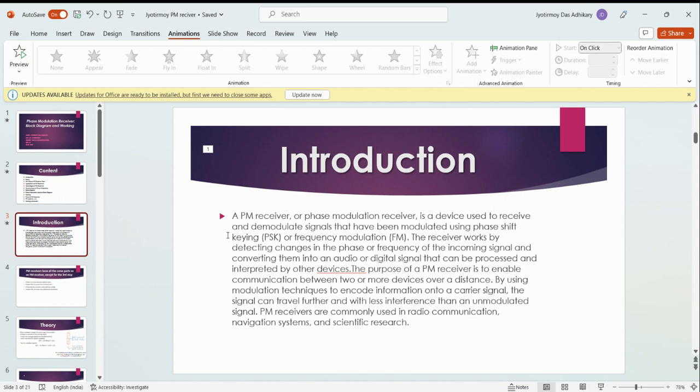The signal can travel farther and with less interference than the unmodulated signal. PM receivers are commonly used in radio communication, navigation systems, and scientific research.